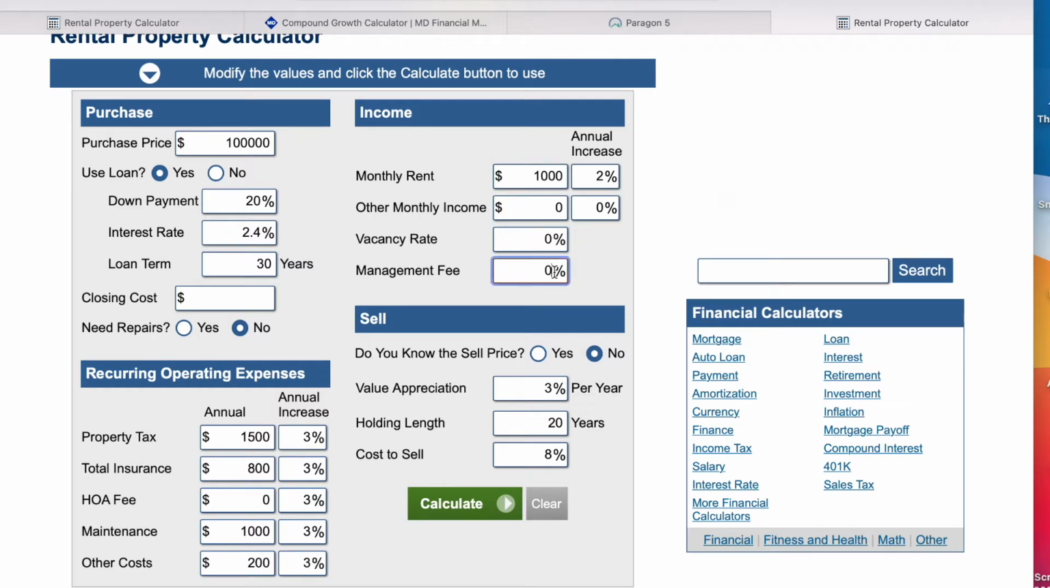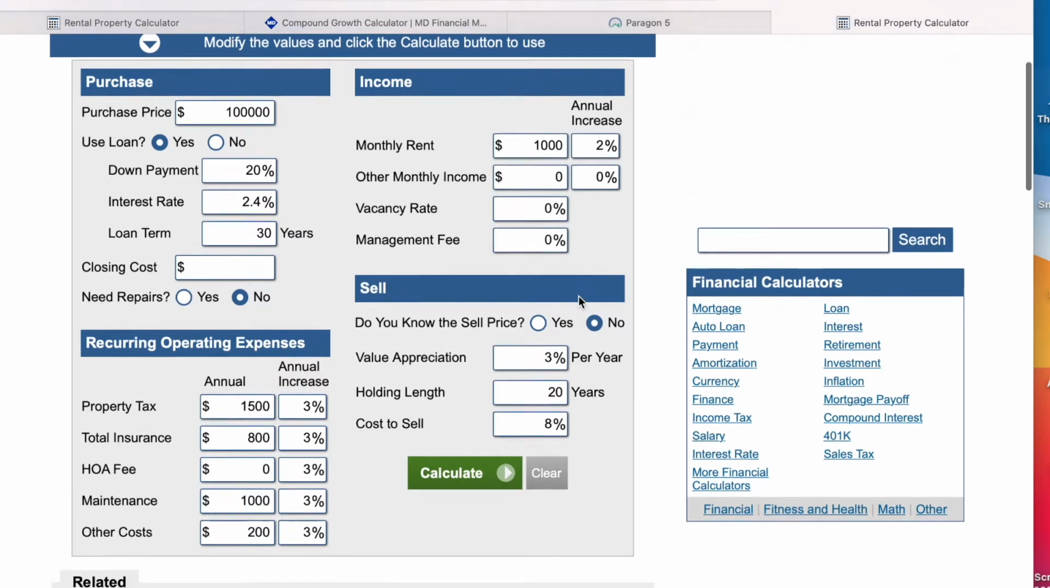If you are managing it yourself, then that's 0, but if you're going to hire a company, you might be spending about 7%. For your first property, I always recommend you do it yourself, actually, because it's not that hard.